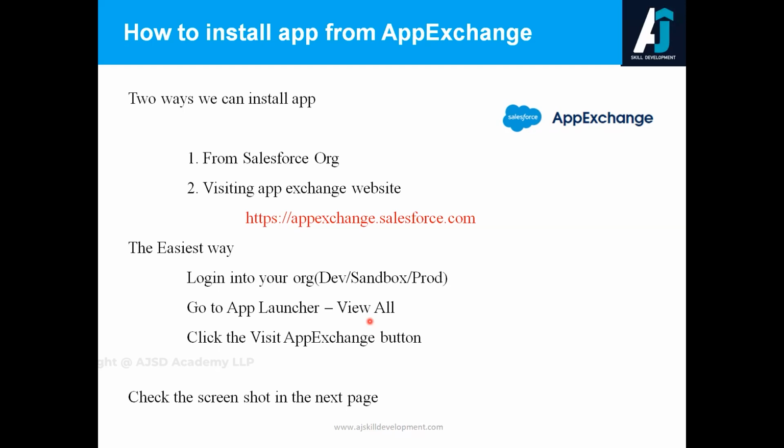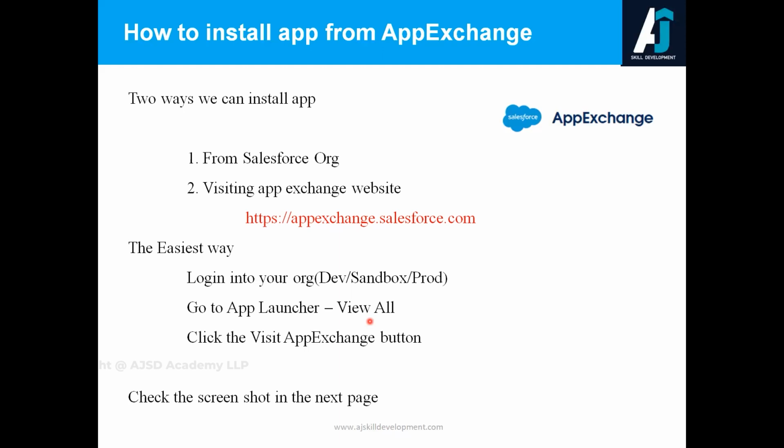One is from the Salesforce org. You can log in to the Salesforce org, and from inside the Salesforce org, you can visit the AppExchange website and install it directly. The other way is you can explicitly visit the AppExchange website. The address is appexchange.salesforce.com. You can explicitly visit the site, and from the site, you need to install.